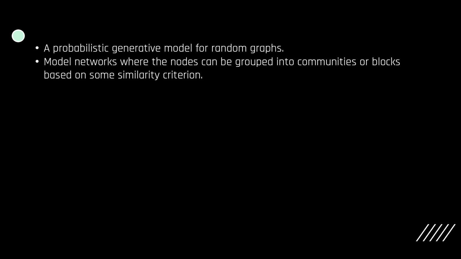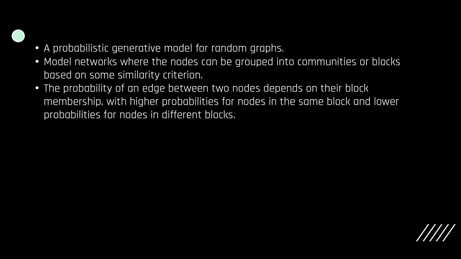First is the conceptual framework. SBM is a probabilistic generative model for random graphs. It is often used to model networks where the nodes can be grouped into communities or blocks based on some similarity criterion. In the SBM, the probability of an edge between two nodes depends on their block membership, with higher probabilities for nodes in the same block and lower probabilities for nodes in different blocks.